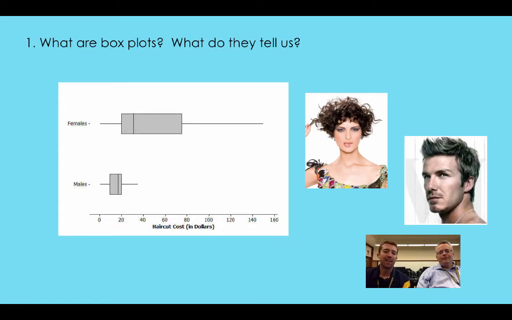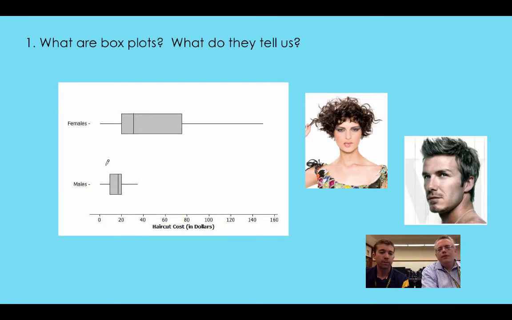So what are box plots and what do they tell us? This is our goal: we first want to see what we mean to draw and what box plots show us. Here we have two box plots, one for females and one for males, graphing the cost of haircuts in dollars. This is called a parallel box plot. We'll be drawing just one at a time today, but usually we want to draw two or three to compare different groups.